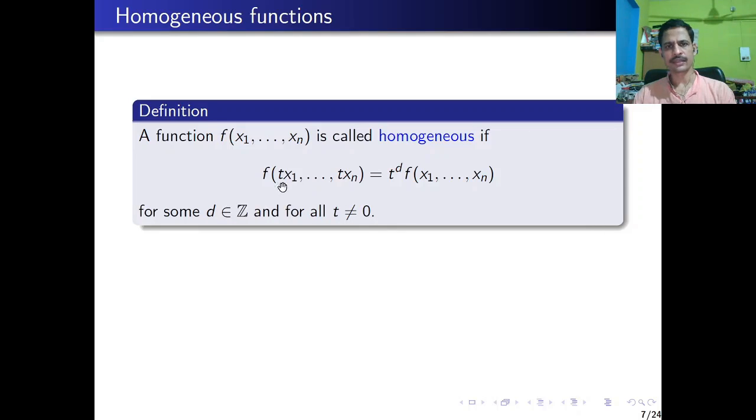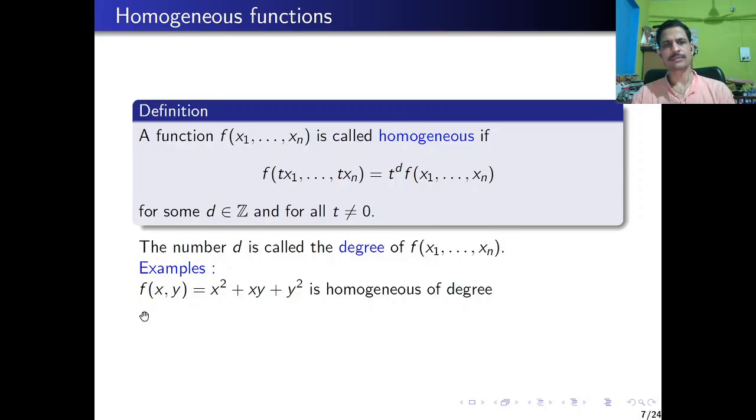So what is happening here is that when t is multiplied to each of the variables of this function f, the t will come out with the power of d and get multiplied to f of x1, x2, ..., xn. Then such a function is called a homogeneous function. If any function satisfies this relation, it's called a homogeneous function. And if it comes with a power d, then we say d is the degree of homogeneity of the function f of x1, x2, x3 up to xn.